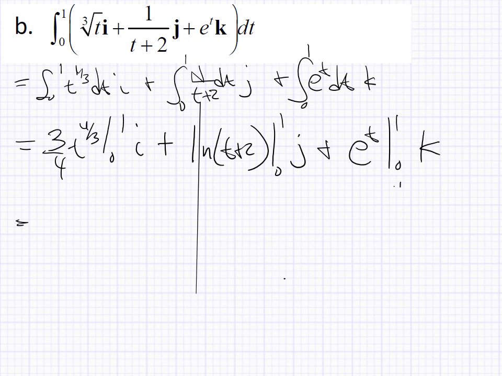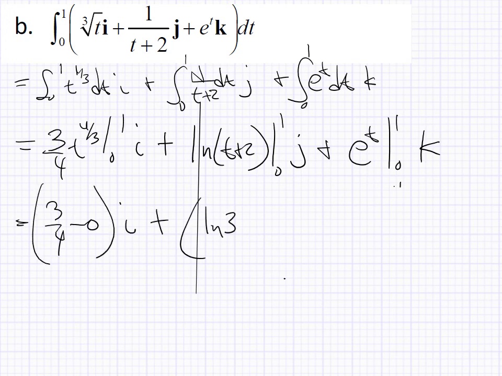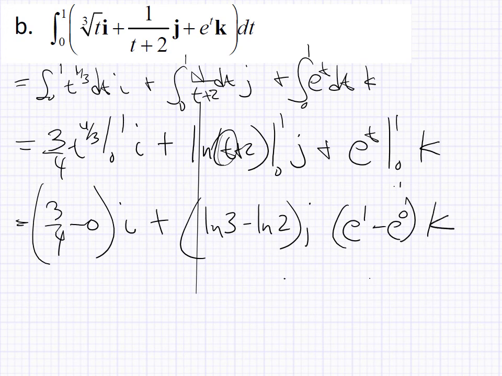So plug in 1 and 0 for each one. So I plug 1 in here, I'm going to get 1, so I get 3/4. Plug in 0, I get 0. I subtract. That's my i. And here I'm going to get log of 3 minus log of 2, when I plug in 1 and 0 for t. That's going to be my j. And here I'm going to get e to the 1 minus e to the 0. That's my k. So in the end, I get 3/4 i plus, I could write this as log of 3/2.